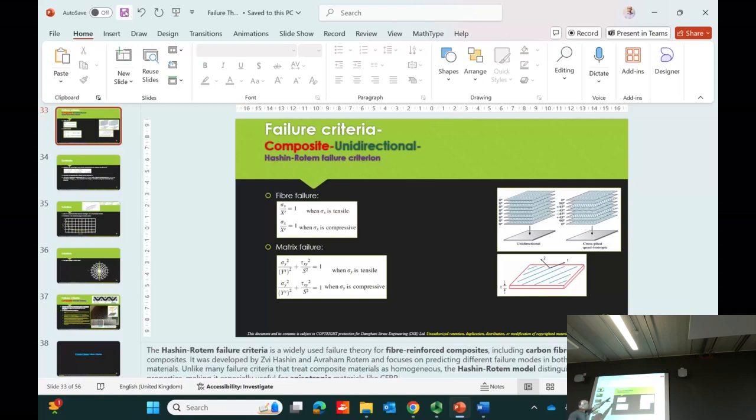So they use Hashin-Rotem combined with Tsai-Wu to obtain the failure criteria of the laminate. Because Tsai-Wu is good for fiber fracture, it doesn't say anything about matrix cracking. This is telling about matrix cracking. So if you combine them together, you use Tsai-Wu for fiber fracture and this one for matrix fracture.